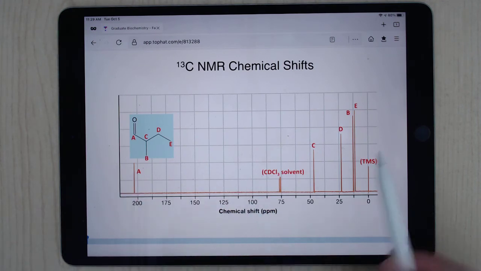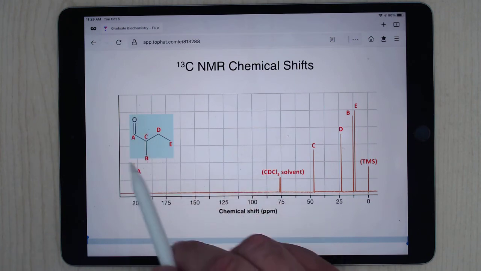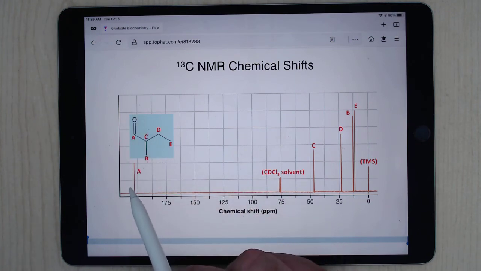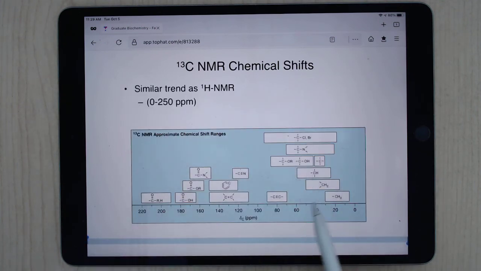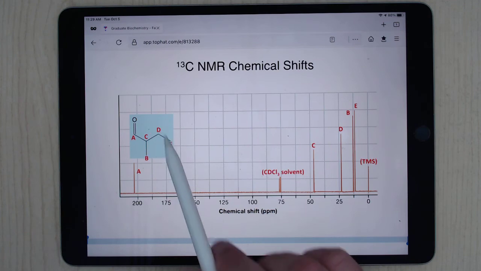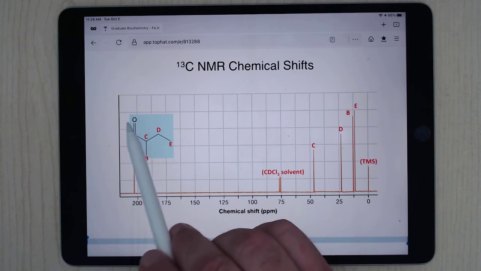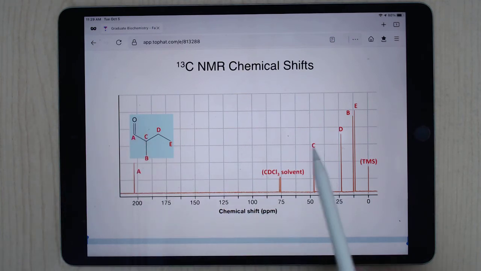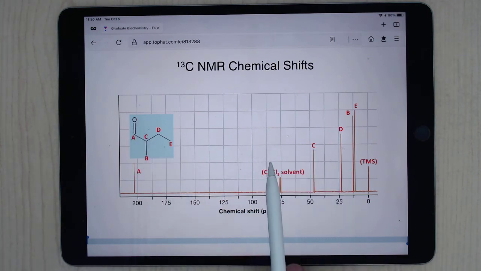So if we're looking here, carbon A would be this one here, because it's part of a C double bond O. C would be here because it is next to a C double bond O, so it's next to something that's somewhat electronegative. So it's going to be around in this region here. B, D, and E are down here in the normal alkane region, since they're pretty distant from that oxygen. Those would probably still be considered alkyl, but a little closer to this double bond, so it gets shifted a little bit.